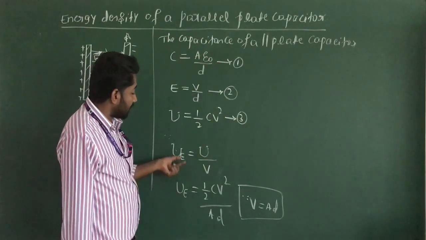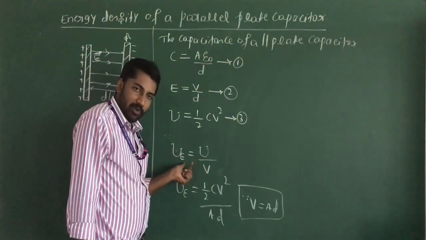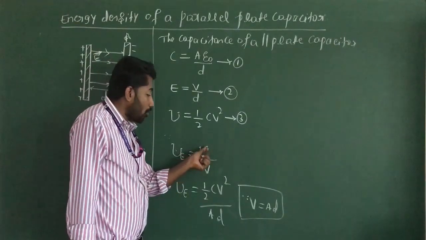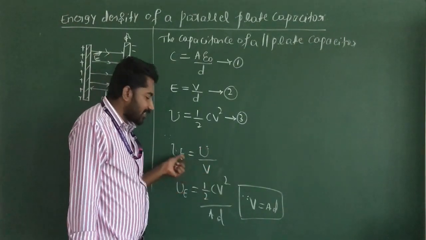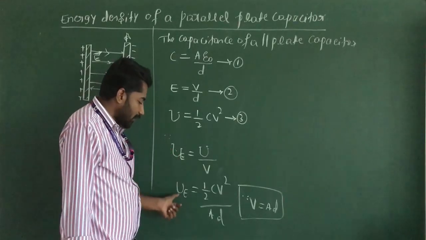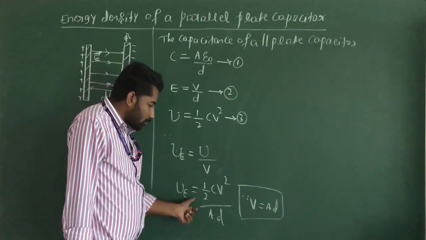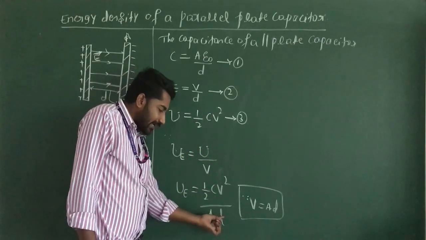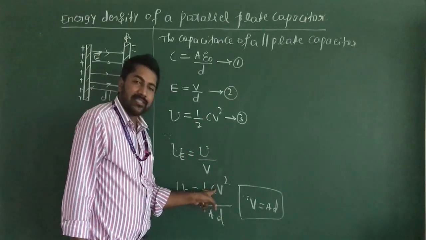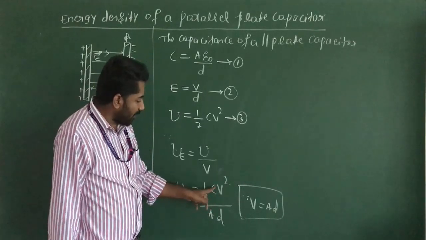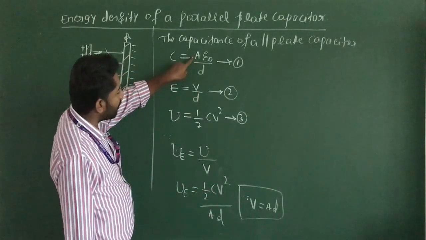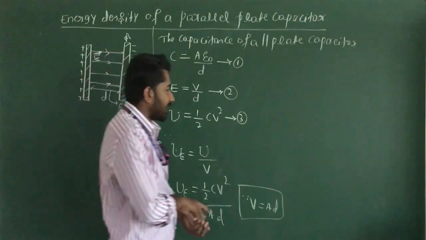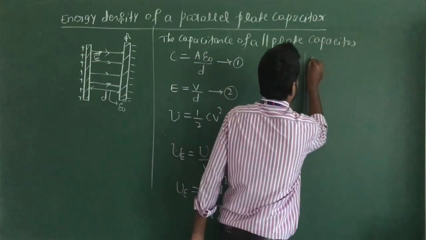But here the energy density of a parallel plate capacitor means the energy stored per unit volume of the capacitor. Now U_E is equal to the energy stored, that is 1 by 2 C V square, divided by volume A into D. C is the capacitance of a parallel plate capacitor. We know the value of capacitance of a parallel plate capacitor. Now substitute the C value in this equation.